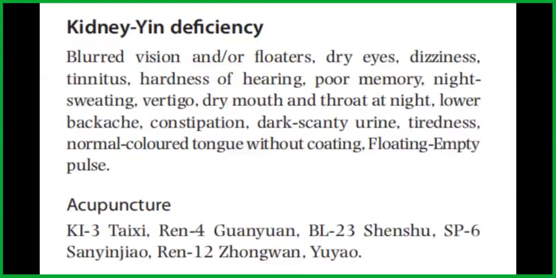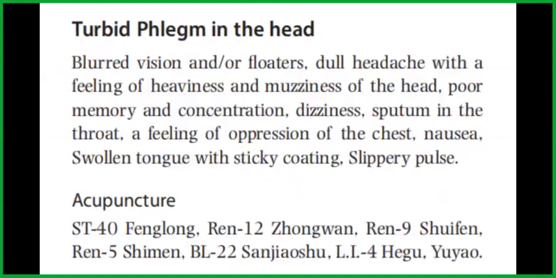When blurred vision and/or floaters is caused by kidney yin deficiency, there will also be dry eyes, dizziness, tinnitus, hardness of hearing, poor memory, night sweating, vertigo, dry mouth and throat at night, lower backache, constipation, dark scanty urine, tiredness, and the tongue color will be normal but without coating, and the pulse will be floating empty. The acupuncture points are kidney 3, Ren 4, bladder 23, spleen 6, Ren 12.